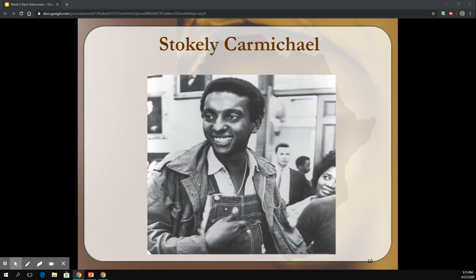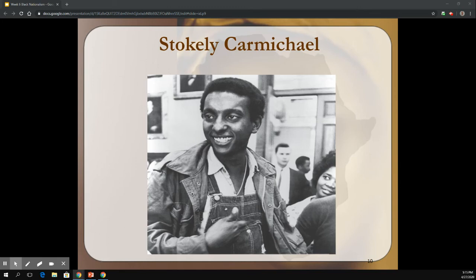Stokely Carmichael was a civil rights leader. He was born in Trinidad. He grew up in New York and later attended Howard University. Stokely Carmichael joined the Student Nonviolent Coordinating Committee in 1960. Some of the members of SNCC were unhappy with the progress of the modern civil rights movement. In 1965, Stokely Carmichael replaced John Lewis as the chairman of SNCC.